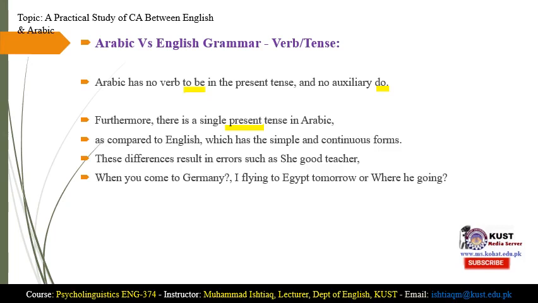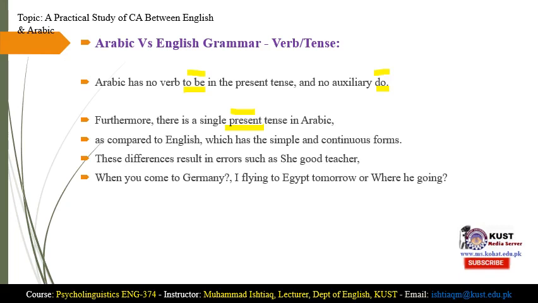The difference is that Arabic has only one form of present tense, a single present tense, unlike English which has three or four different forms of the present tense. These differences result in errors, such as "she good teacher." Instead of saying "she is a good teacher," an Arabic speaker may say "she good teacher."